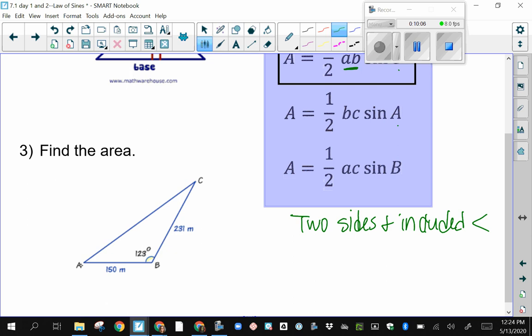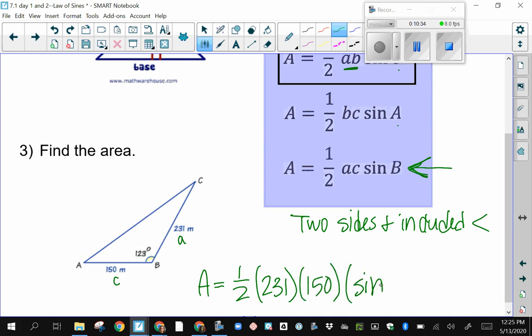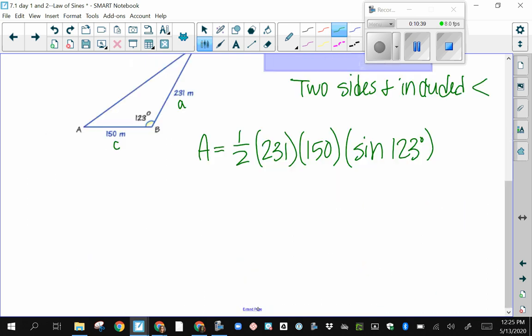Now, I know here is angle A. That makes this lowercase a. Here is lowercase c, and we know B. Big B, little c, little a. So we're really talking about this version of that formula. What you're going to do is set it up, multiplying the two sides together, 231, 150, and then you're going to take the sine of the included angle. Very simple. And go ahead and type that into your calculator.